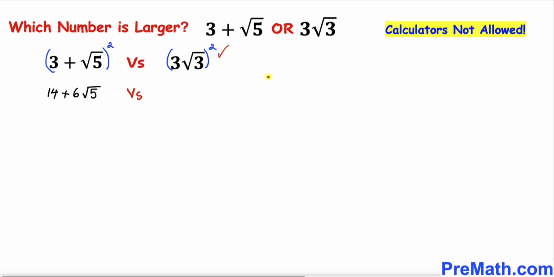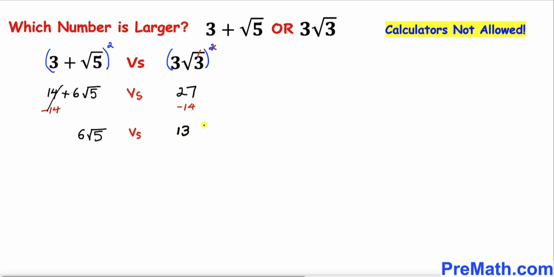3 square is going to be 9, and then this square and square root undo each other, so that's going to be times 3. So 9 times 3 is 27. So therefore, I'm going to replace this number by 27. Now let's subtract 14 from both sides. This is gone. So we got on the left hand side 6 times square root of 5 versus 13 on the right hand side.